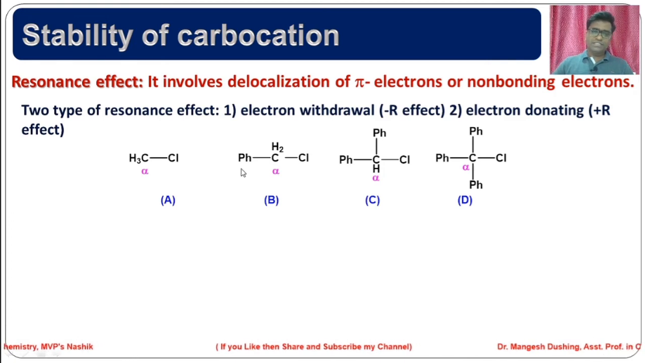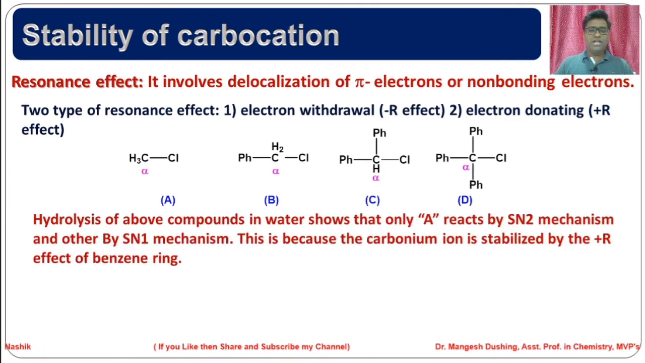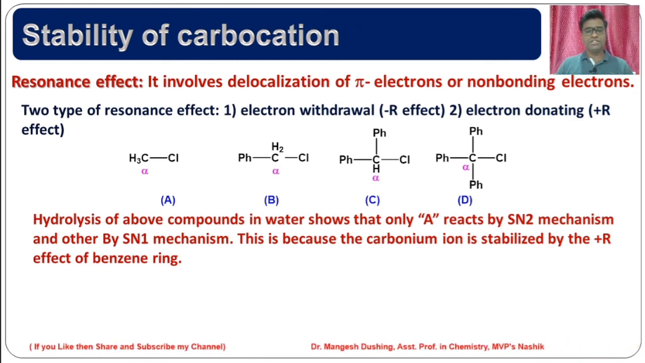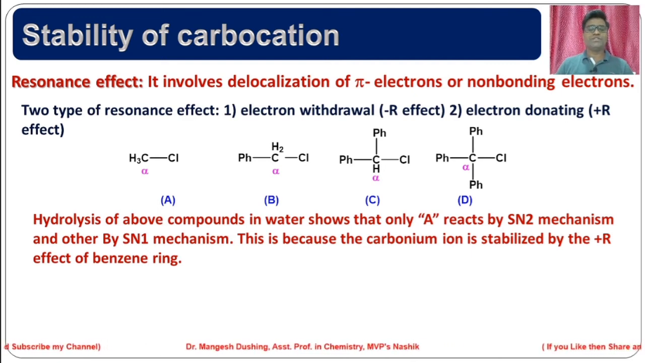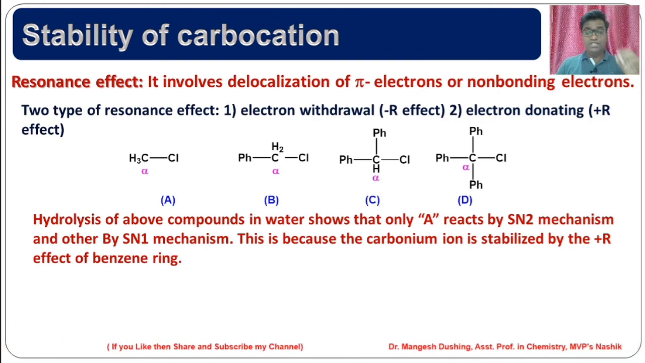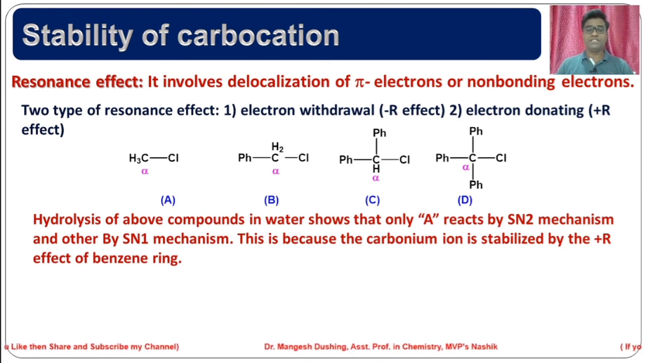Friends, in this case, which molecule will be hydrolyzed at a faster rate? Hydrolysis of the above compounds in water shows that only A, methyl chloride, reacts by the SN2 reaction, that is, backside attack of the nucleophile, and the leaving group leaves in the same stage, while the others react by the SN1 mechanism. This is because a carbocation is formed in the remaining three molecules, B, C and D. Those carbocations are stabilized by the plus R effect of the benzene ring.